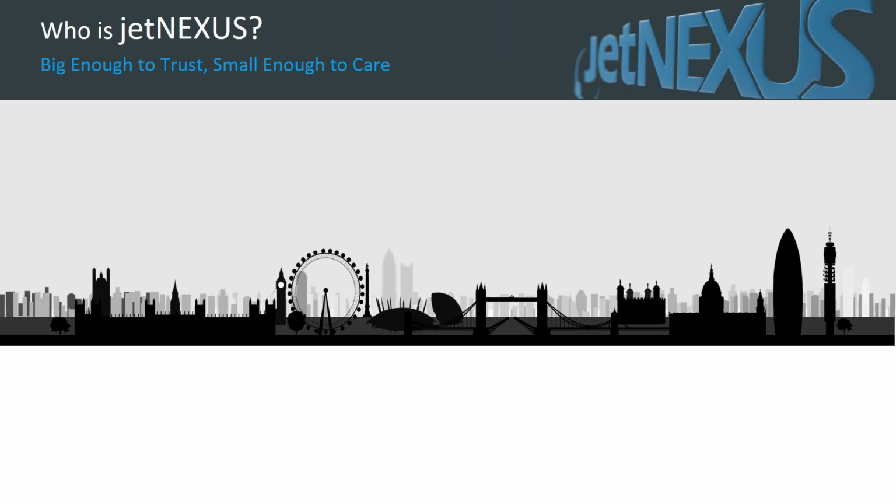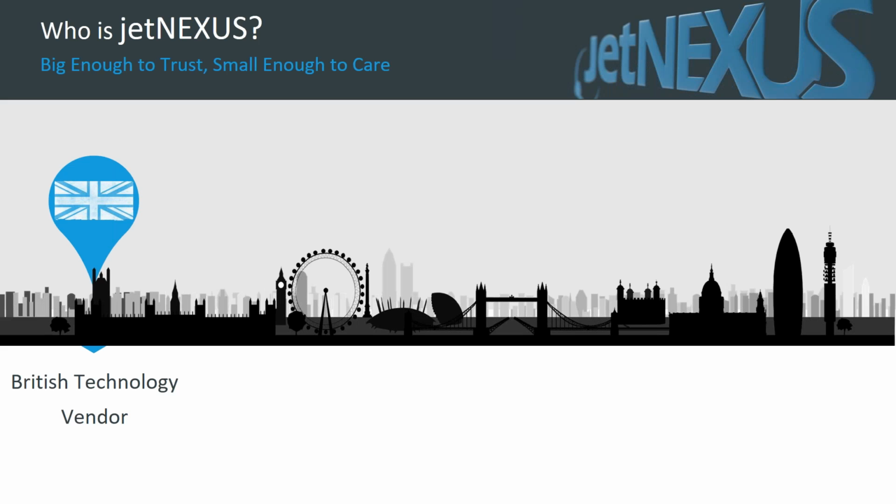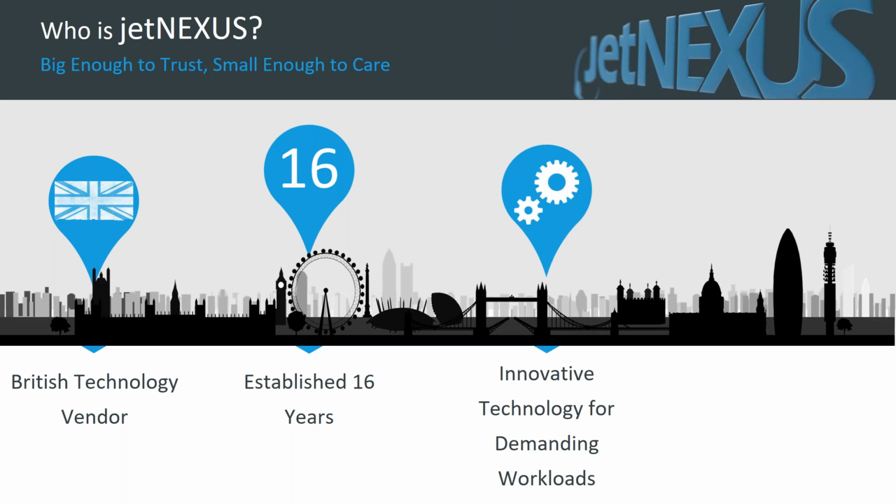So, first of all, who is JetNexus would be a good place to start. We're a British technology vendor, based in the lovely town of Marlow on the Thames, and a very nice place to work it is indeed. We've been established for 16 years, so it's a good long time. We've been in this business for a good time. We've got a lot of experience around the requirements for load balancing, and we like to feel that we've used that wisely in the product that we've developed.